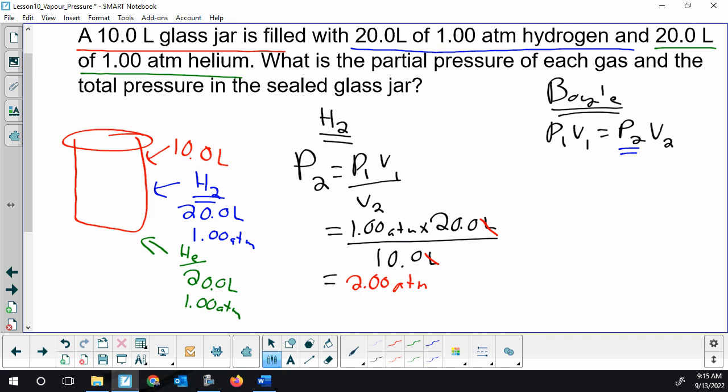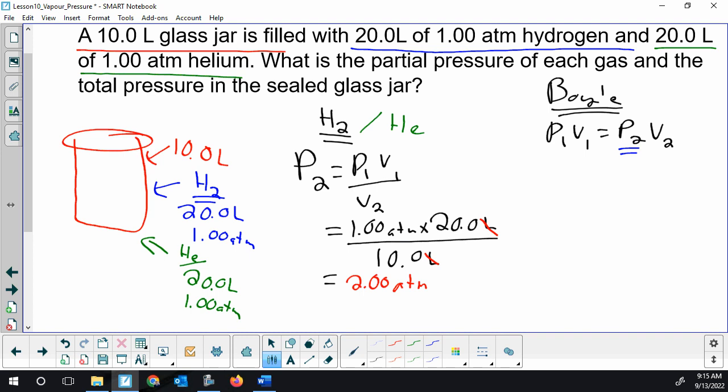What about helium? Well, it's the same volume originally and the same pressure, so it's the exact same math I already did. I'm not going to write it again. We would have the same calculations as below for helium, just because I made them symmetric or identical. So inside this container, we're going to end up with 2 atmospheres of helium and 2 atmospheres of hydrogen.